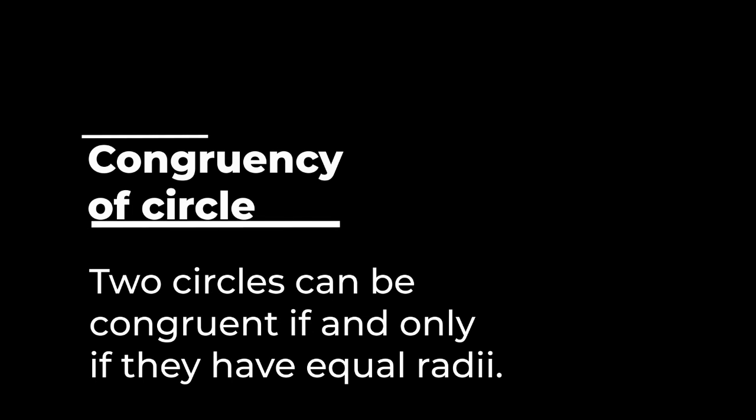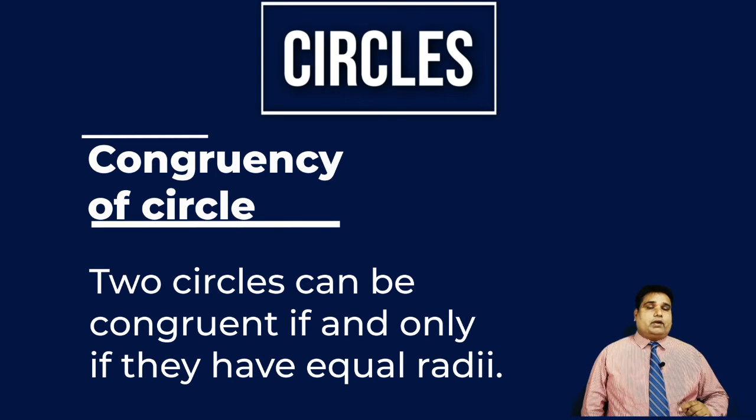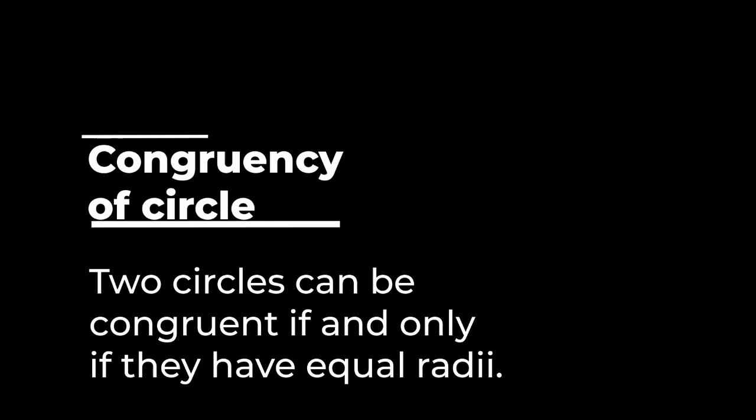Next is congruency of circles. Two circles can be congruent if and only if they have equal radii. So if they have equal radii, only then will they be considered congruent. So congruency of circles is: two circles can be congruent if and only if they have equal radii.